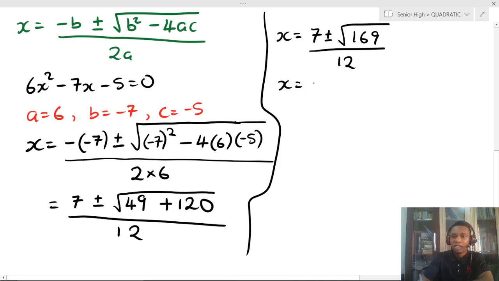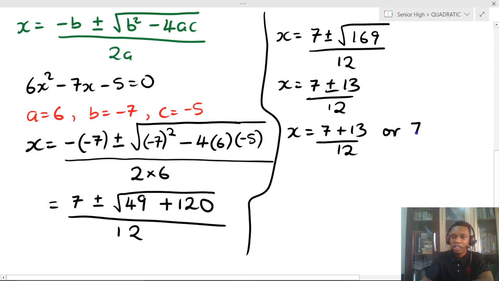And then our x is equal to, let's now solve this. The square root of 169 is 13, I believe, so that's 13. 7 plus or minus 13 over 12. So we are almost done. The next part will be x is equal to 7 plus 13 over 12, or 7 minus 13 over 12.